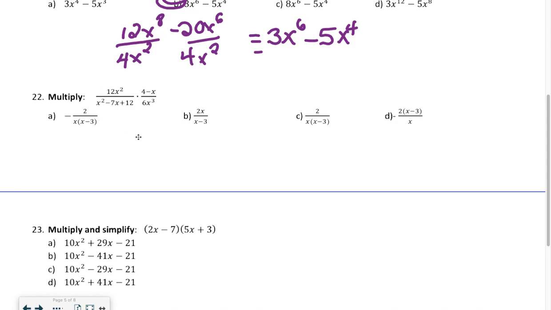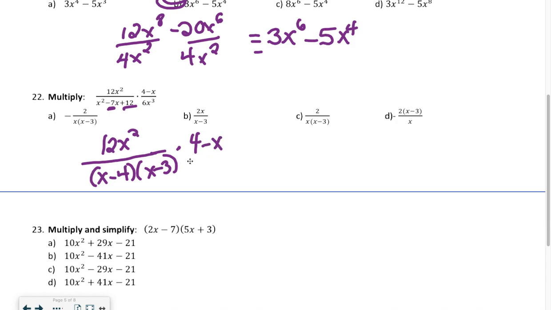In our multiplication of rationals, you're going to factor everything completely. X squared minus 7x plus 12 factors into x minus 4 and x minus 3. Factors of positive 12 that add to negative 7. 4 minus x and x minus 4 is that a minus b over b minus a. That becomes a negative 1.